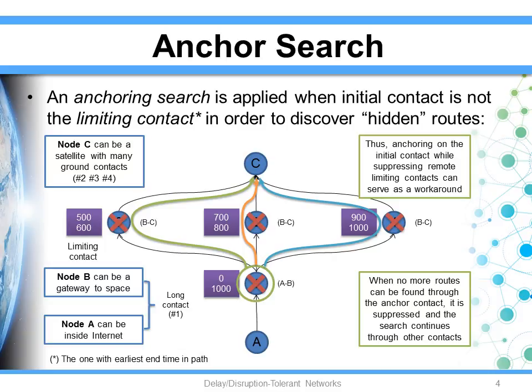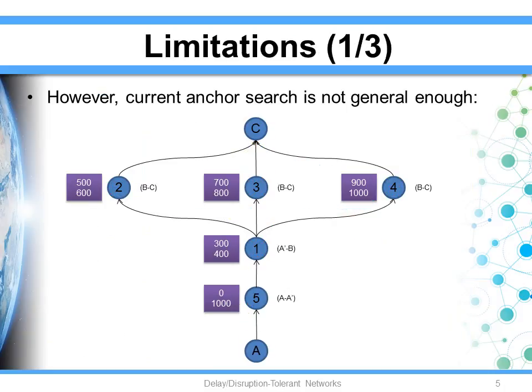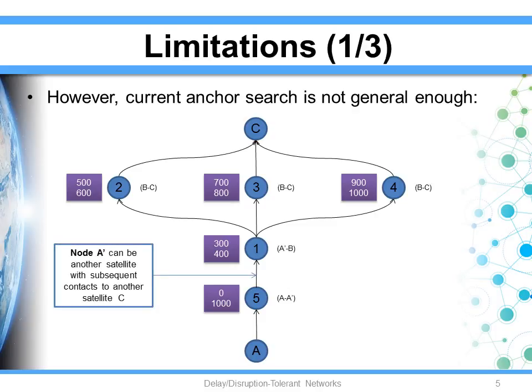And then when no more routes are found through an anchor contact, the anchoring search ends and the search continues as originally stated. The problem with the anchor contact is that it's not general enough. So node A can be another satellite, let's say, that has a very long contact with a second satellite B, which in turn has other contacts with the node C at different times, like contacts 2, 3, and 4 in this case.